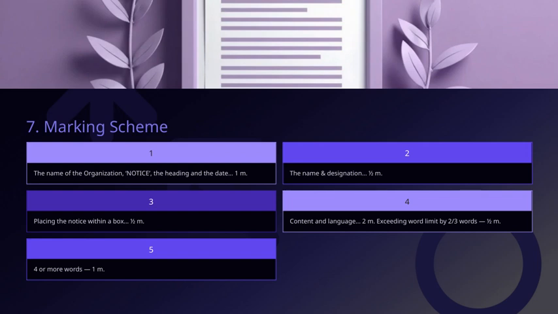Finally, the content and language used in the notice carry the most weight, 2 marks. This means the language should be clear, concise, and professional, adhering to the required word limit. If it exceeds the limit by 2/3, it will get only half a mark, emphasizing the need for precision and brevity. Overall, this marking scheme highlights the importance of clear structure, proper formatting, and effective language in notice writing, which ties into the broader theme of effective communication.